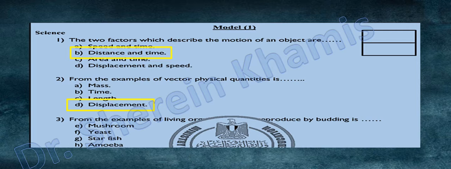Let's go into question number 3. From the examples of living organisms that can reproduce by budding is. We have four kinds of living organisms. We want to know which kind does asexual reproduction. We make asexual reproduction here by mitotic division. So we have only one that makes budding, or a lateral bulge extending from the original living organism. Only one of them can do this.